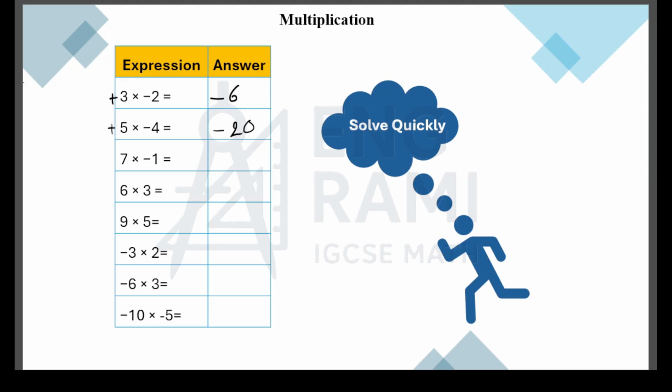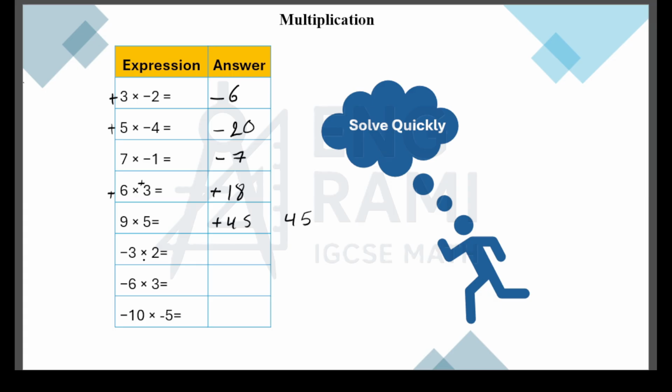Next, 7 times negative 1 equals negative 7. 6 times 3, positive 6 times positive 3. As you can see, positive times positive is positive, and 6 times 3 equals 18. And the other one is 9 times 5, positive, and 9 times 5 equals 45. You can write it just 45.